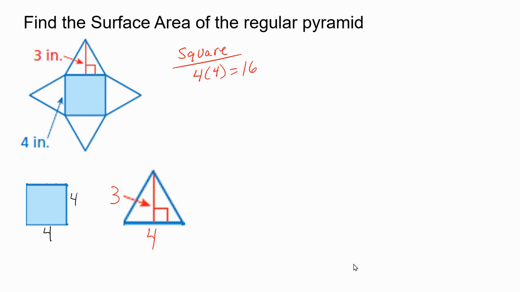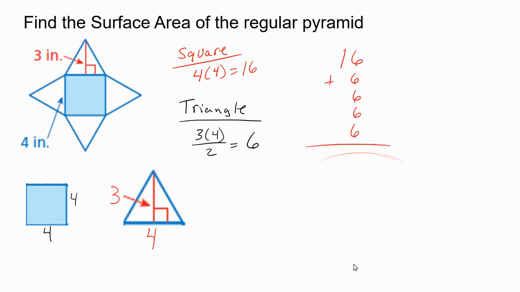So the area of the square is 16. The area of the triangle ends up being 6, because you got 3 times 4 divided by 2. Now remember, there are 4 triangles and 1 square, so I add those all up, and I end up with 40 inches squared.